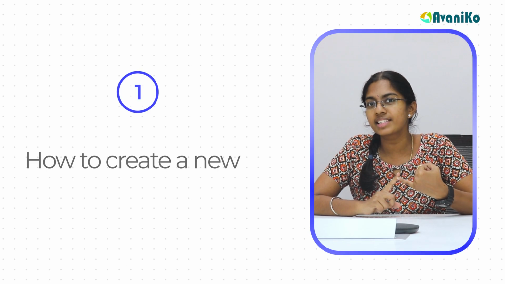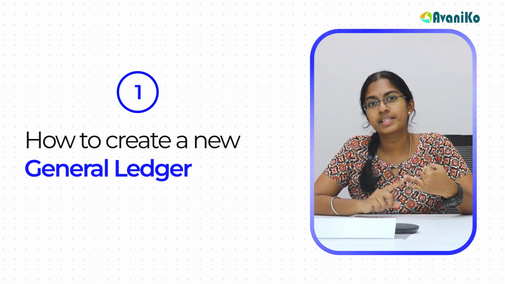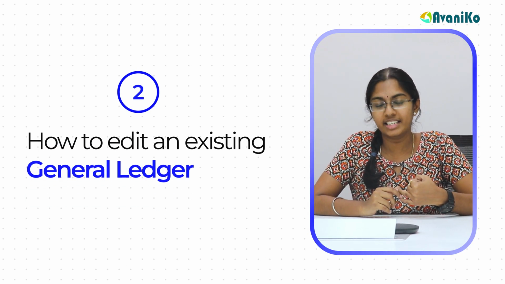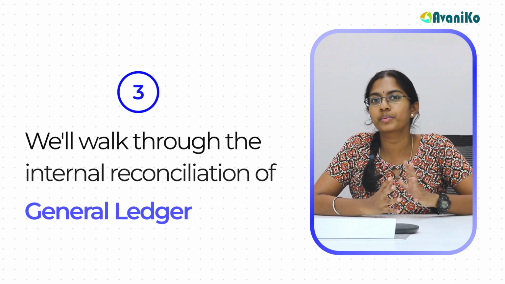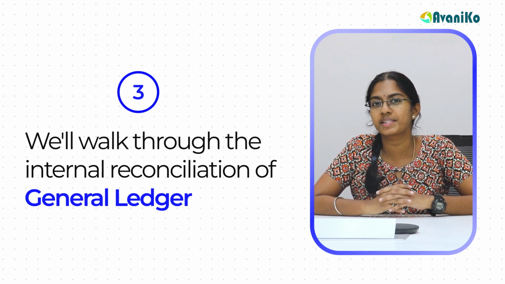I am Nana Machu. So, yesterday we spoke about the user controls present in SAP Business One. And today we're going to talk about the chart of accounts, which is actually called the heart of the company. So, there are three topics inside it. The first one is how to create a new general ledger. Second one is how to edit the existing general ledger. And the third one, we will walk through the internal reconciliation of general ledgers. Let's go with the flow.